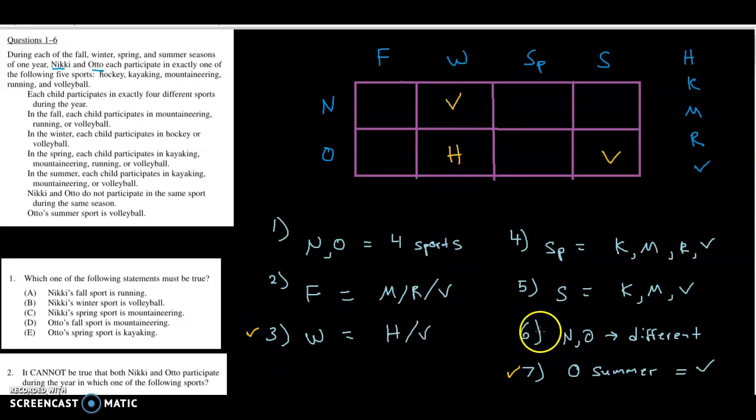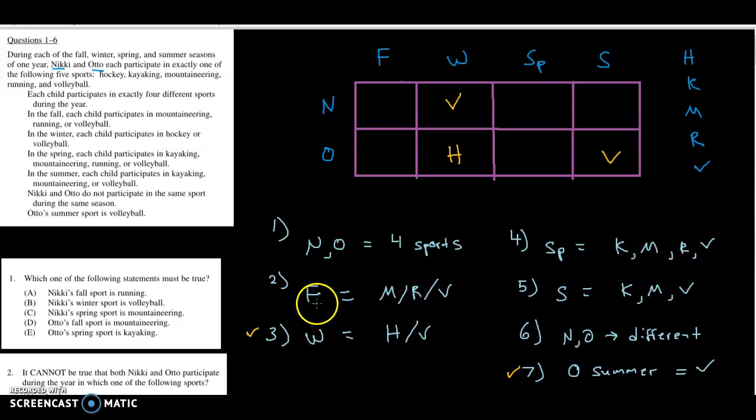And then this rule, number 6, states that whatever you're playing, it has to be different than the other person. So if Otto is forced to play hockey because I've already played volleyball, then it must be that Nikki is playing volleyball. Okay? Hopefully that's making sense. So we've checked off this rule. What else could we do here?